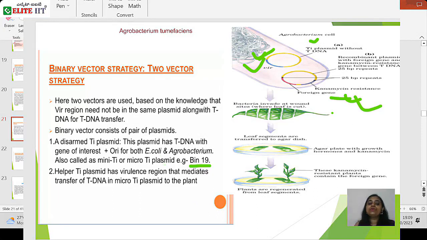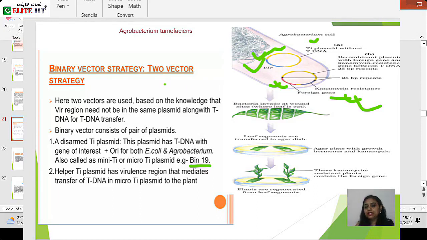Why is this type of construction done? Because, as I told you, the normal Ti plasmid is longer, right? The size is bigger, so it's very difficult to handle. Now if you use it separately, the size of the plasmid is decreased. Here only the V region is present, and in this case the V region is not present. But the V region is required for the infection, so if you add it separately, two plasmids can be used in a single bacteria.